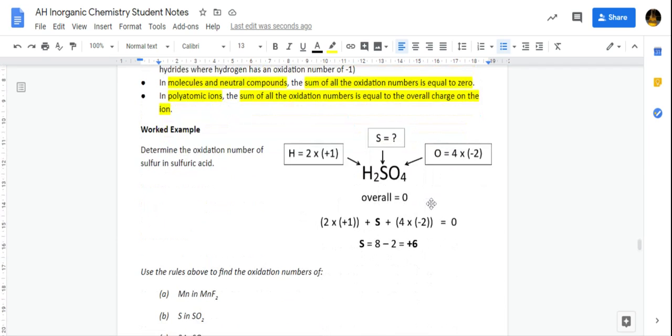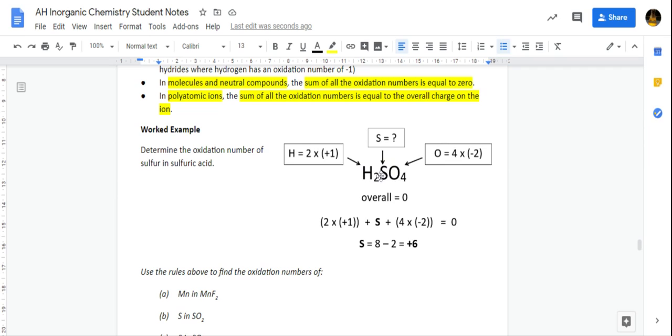If we have a look at this worked example, determine the oxidation number of the sulfur in sulfuric acid. So the elements that we have in sulfuric acid, we've got hydrogen, we've got 2 of them, we've got 1 sulfur, which is what we have to find out the oxidation number of, and we've got 4 oxygens. Now this overall, sulfuric acid, H2SO4, is a neutral molecule. Okay, so overall, all of the oxidation numbers for the hydrogen, the sulfur, and the oxygen will all add up to 0. We know that hydrogen has an oxidation number of +1. There are 2 of them, so together there's 2 lots of +1 oxidation numbers for hydrogen.